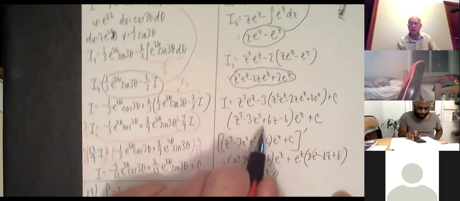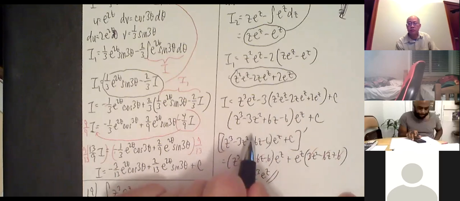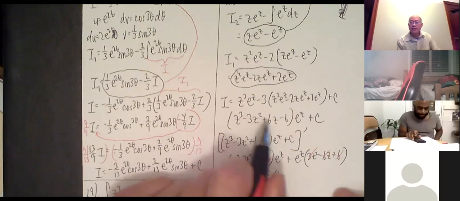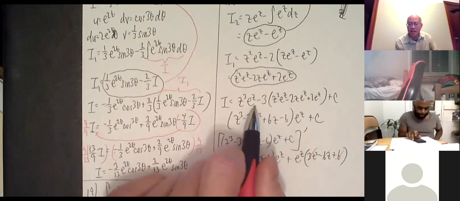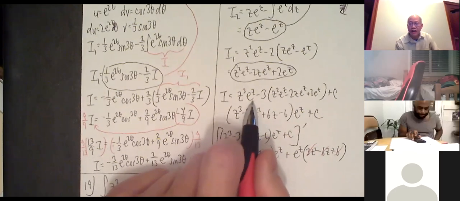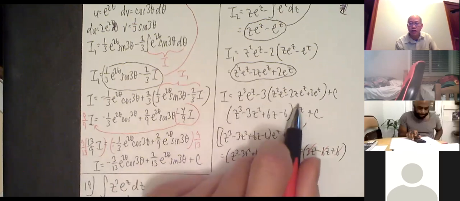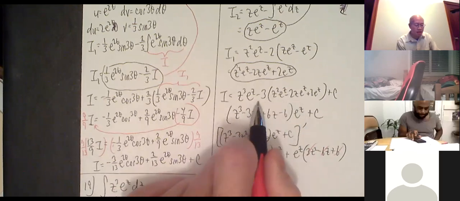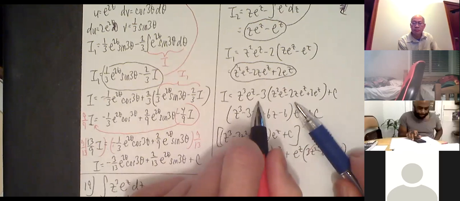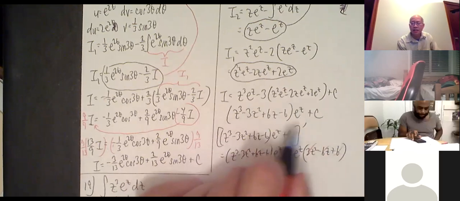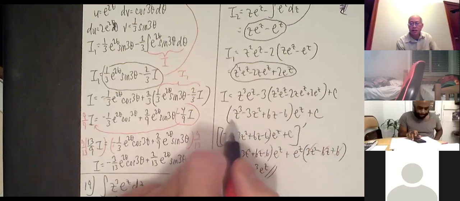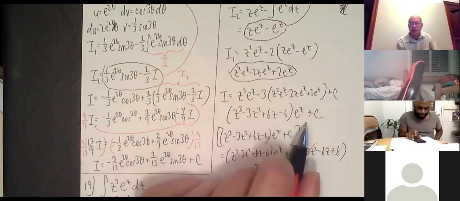Okay, and now the rest is just some heavy-duty algebra. And what did I do here? I decided to factor out the e to the z. So I factor out the e to the z. I have z cubed minus 3z squared plus 6z, negative 3 times negative 2z is plus 6z, and then minus 6, e to the z plus c. So this, at long last, is the final answer.